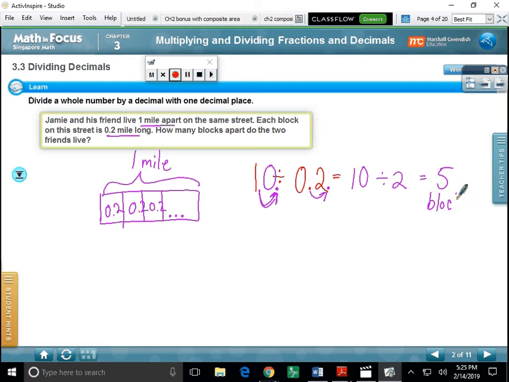And we also need to make sure we're labeling. When they give me words, we give them words back. So how many blocks? 5 blocks.